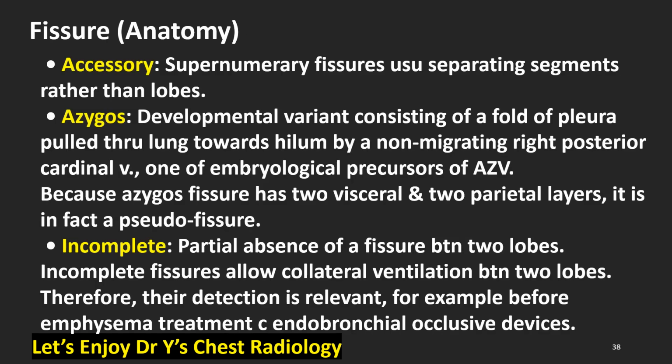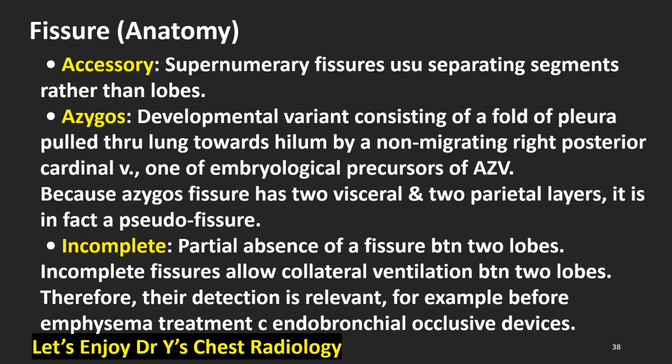Fissure anatomy. Accessory: supernumerary fissures, usually separating segments rather than lobes. Azygos: developmental variant consisting of a fold of pleura pulled through lung towards hilum by a non-migrating right posterior cardinal vein, one of embryological precursors of azygos vein. Because azygos fissure has two visceral and two parietal layers, it is in fact a pseudo-fissure.